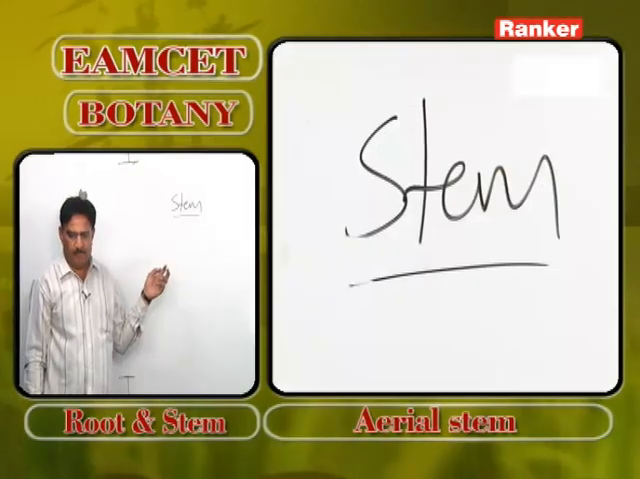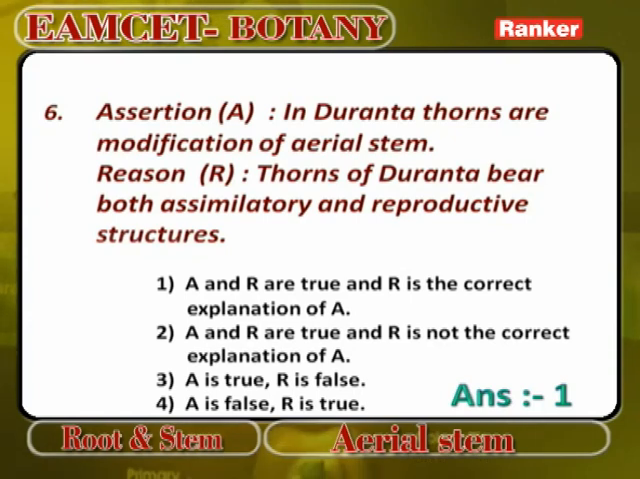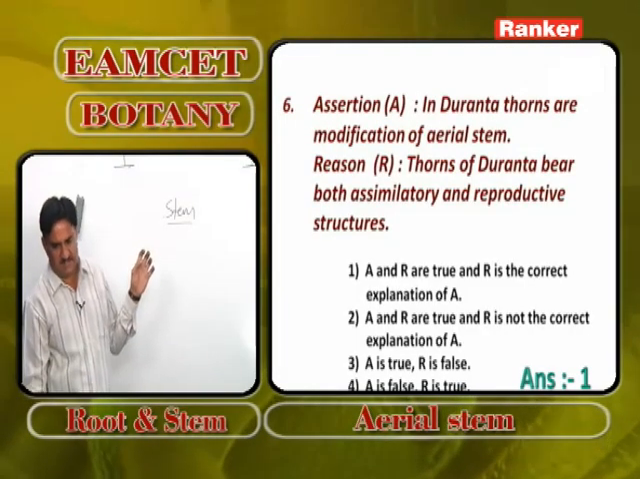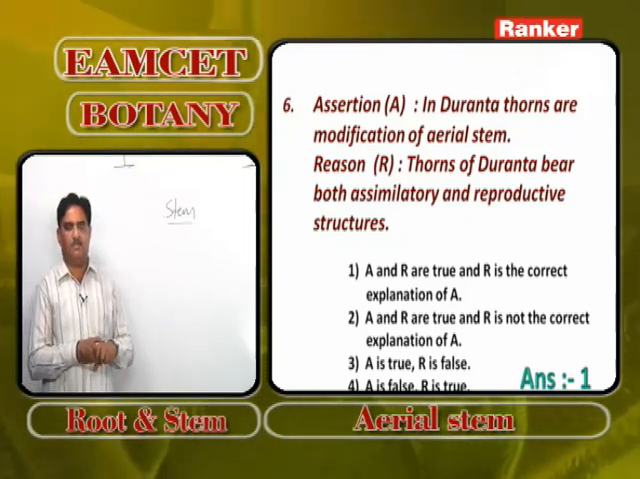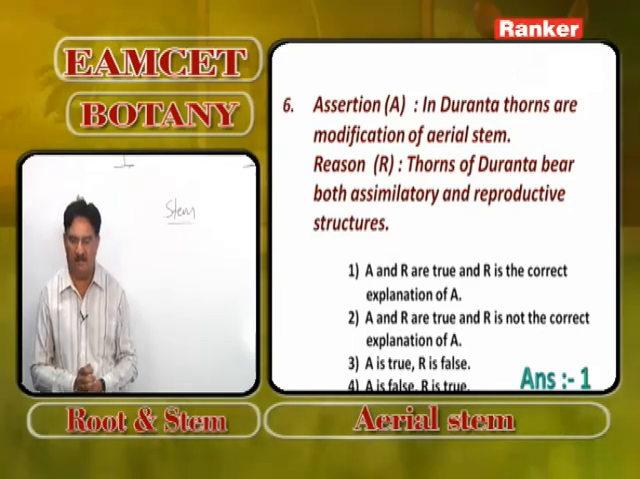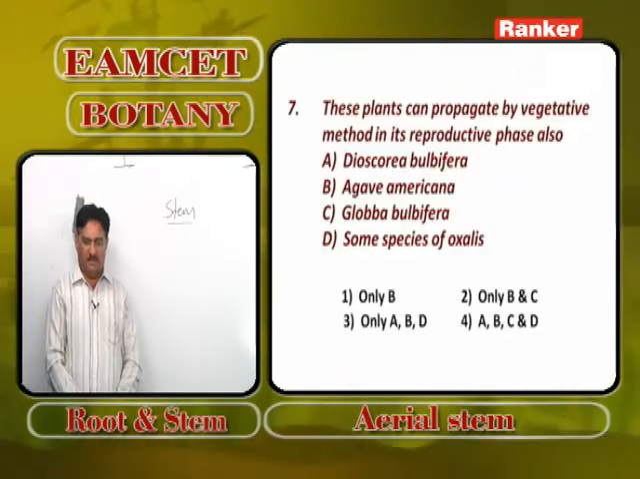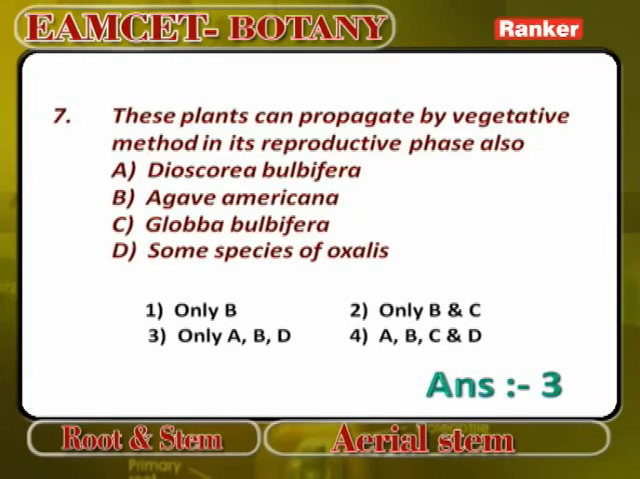Next, assertion: in Duranta, thorns are modifications of aerial stem. Thorns of Duranta bear both assimilatory and reproductive structures. Just now we discussed that the thorn bears leaves and flowers. Leaves are assimilatory structures, flowers are reproductive structures. So first option, because we can say it is stem as they possess vascular bundles. Then the plants can be propagated by vegetative method during their reproduction. Just now I told, during their reproduction phase also, so the third option: Dioscorea, Agave and Globba.